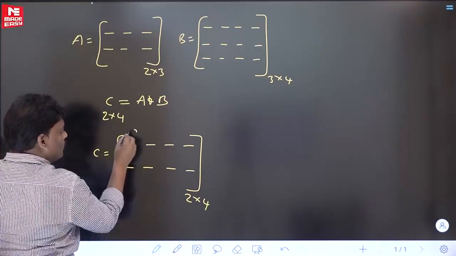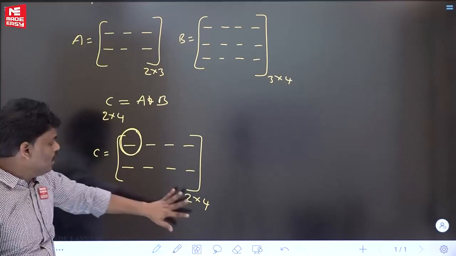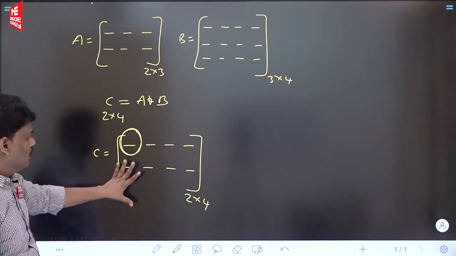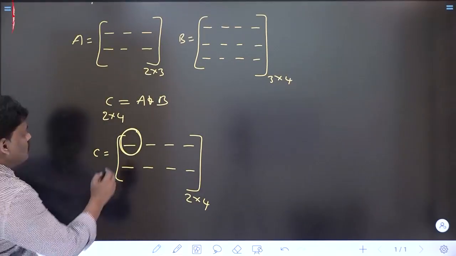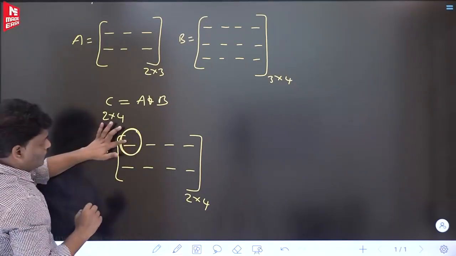Now can you help me with one small thing: how to get this element? C matrix size is 2 by 4, it's okay. 2 by 3, 3 by 4, 2 by 4, that's fine. Everything is fine. C matrix size is going to be 2 by 4. Can you help me know what is the first element? How to get the first element?